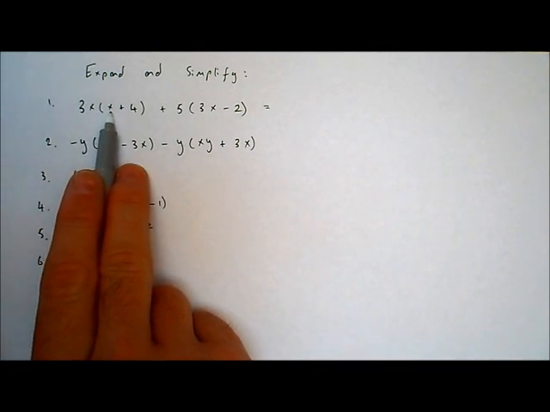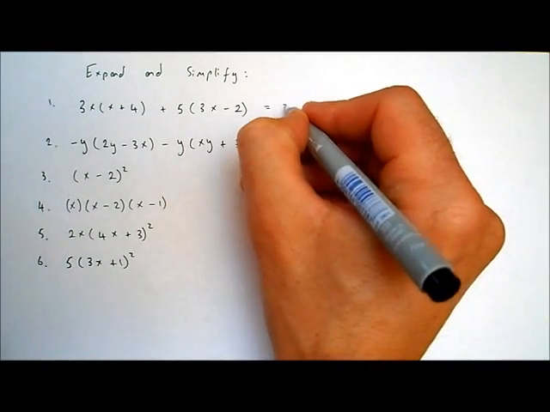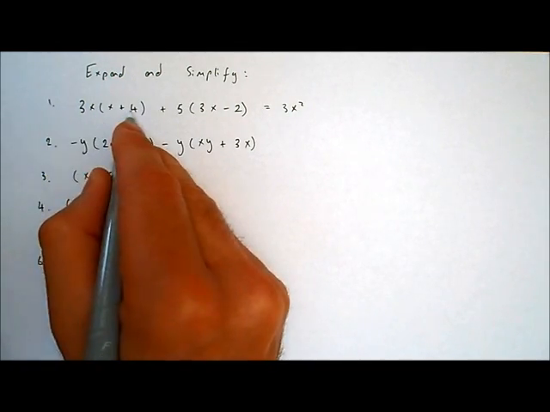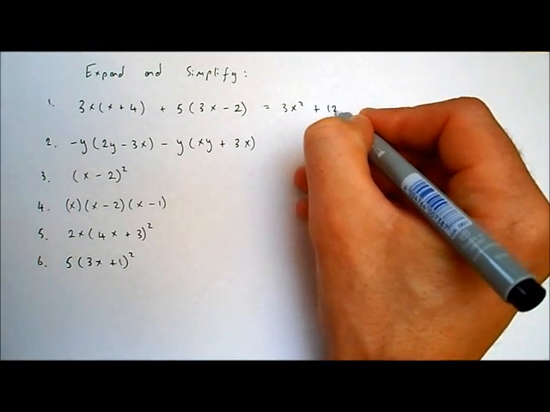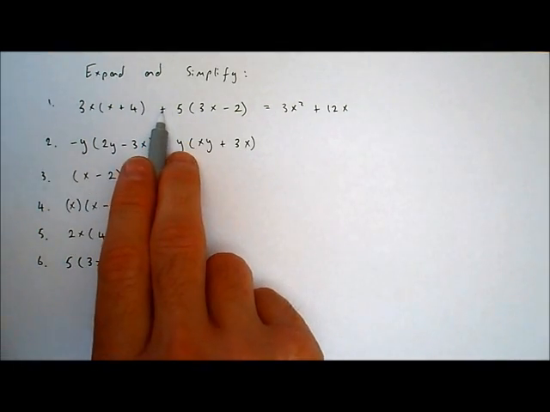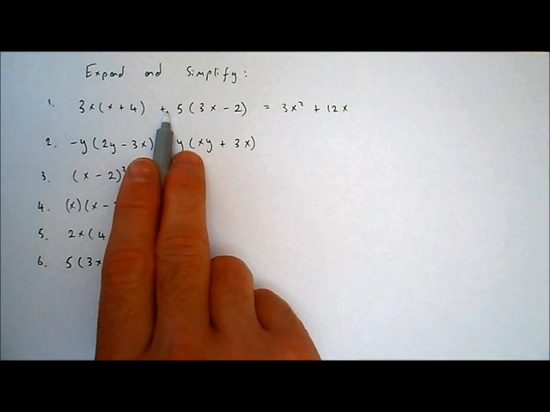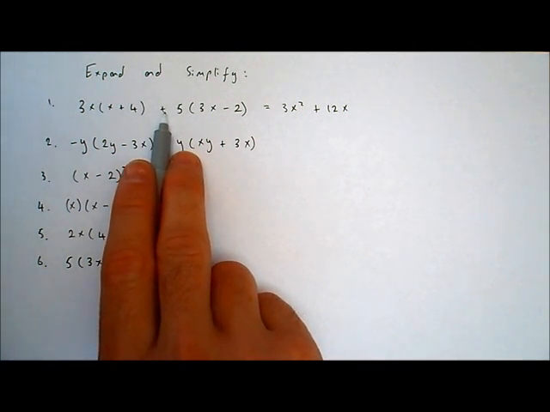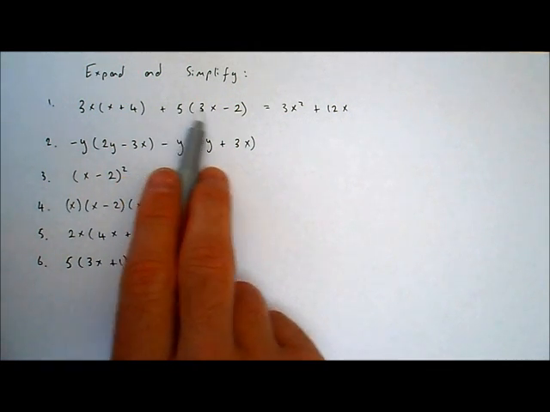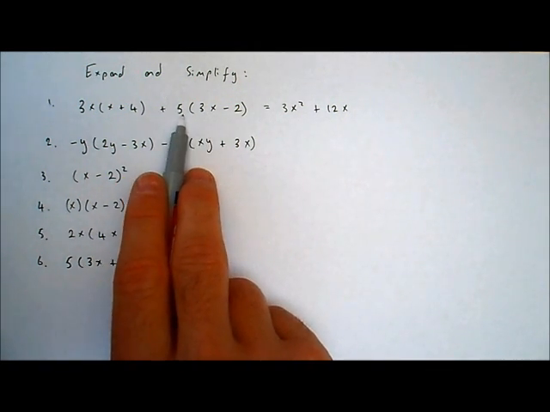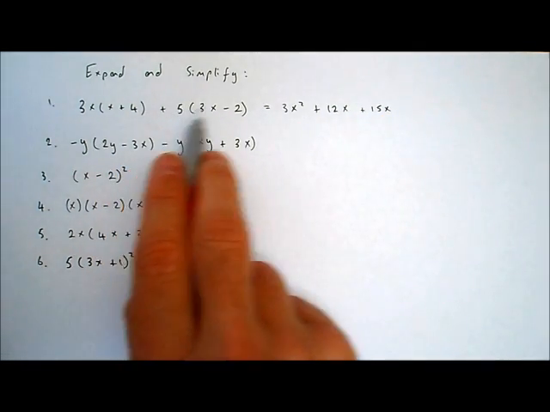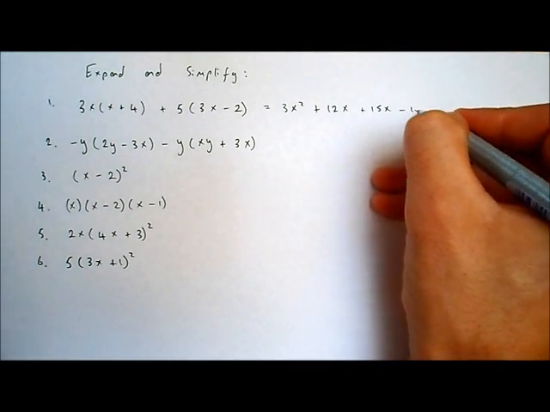So 3x multiplied by x will give me 3x squared. And then 3x multiplied by 4, well, 3 by 4 gives me 12. So I have plus 12x. Then the next term is plus 5. And this is important because when you're multiplying, if that was a minus, for instance, a minus by minus would give a plus. So I have plus 5 times plus 3x. 5 by 3x is plus 15x, and then plus 5 by minus 2 is going to give me minus 10.